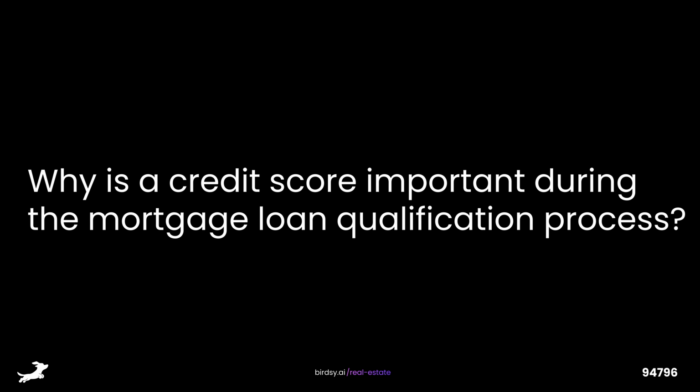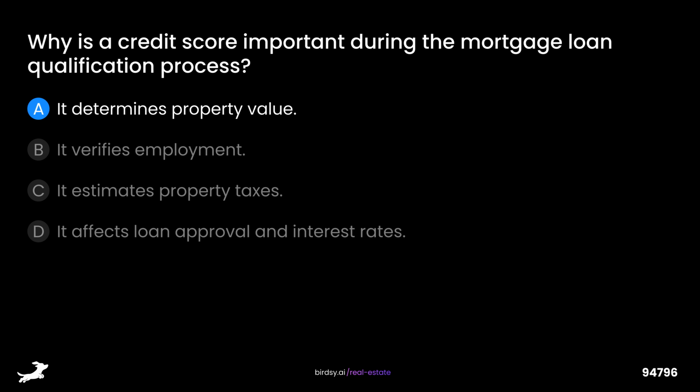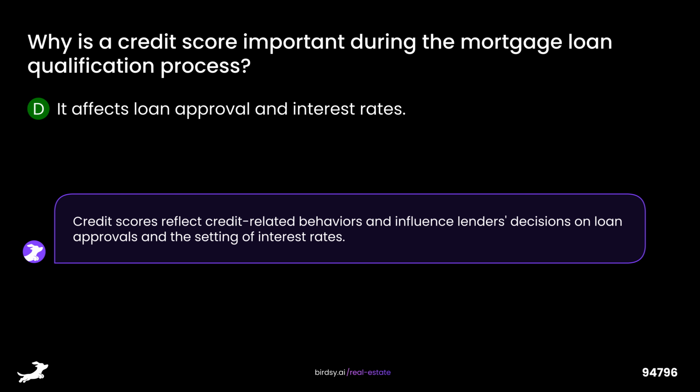Why is a credit score important during the mortgage loan qualification process? Is it A, it determines property value, B, it verifies employment, C, it estimates property taxes, or D, it affects loan approval and interest rates? The answer is D, it affects loan approval and interest rates. Credit scores reflect credit-related behaviors and influence lenders' decisions on loan approvals and the setting of interest rates.